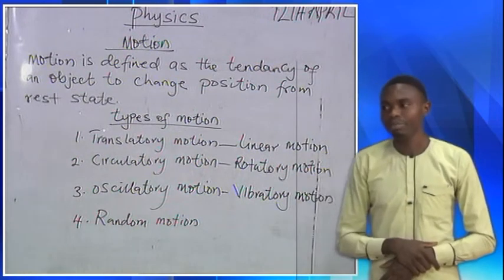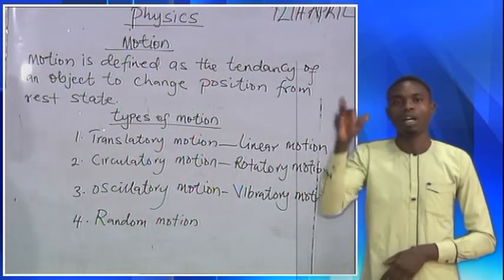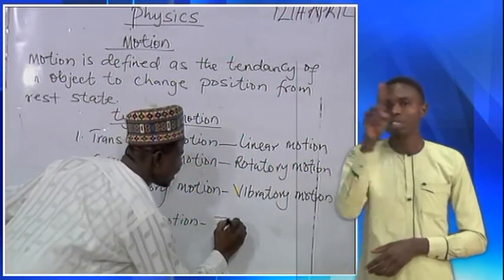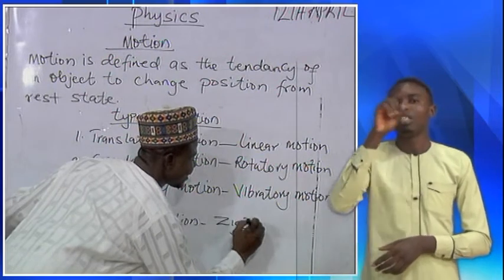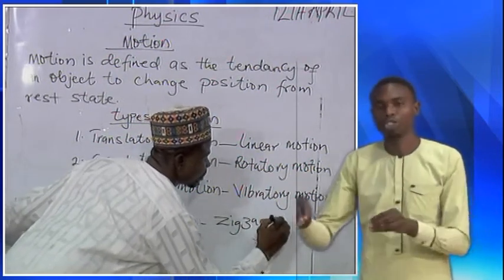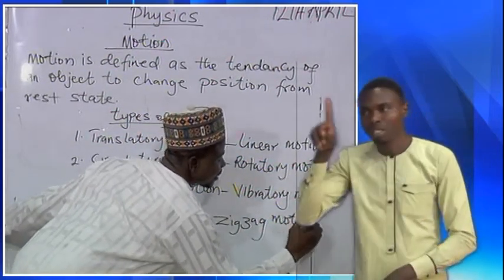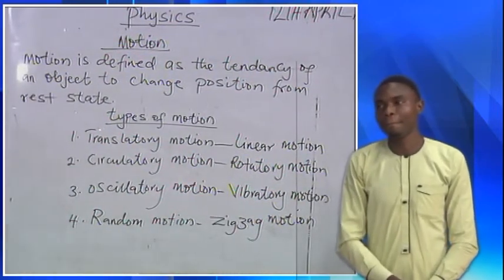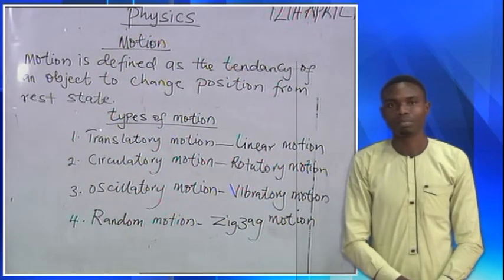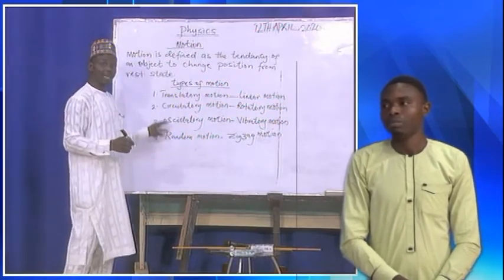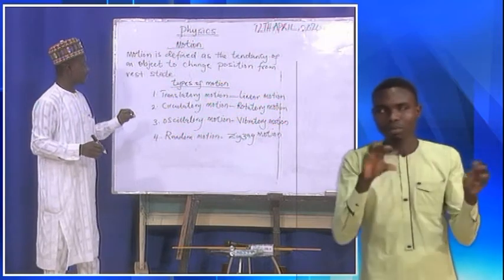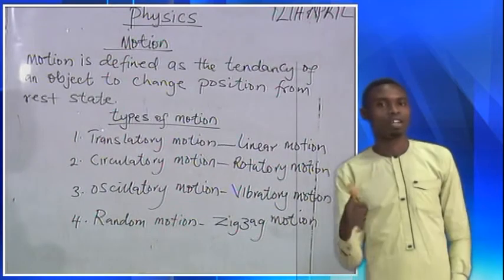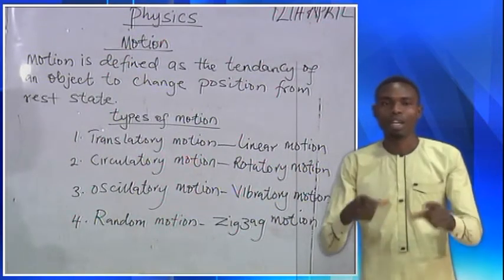Right. So random motion. Random motion is otherwise called zigzag motion. Zigzag what? Motion. Are we learning? Right. So these types of motion are different, distinct from one another. You see, let me start with translatory motion or linear motion.